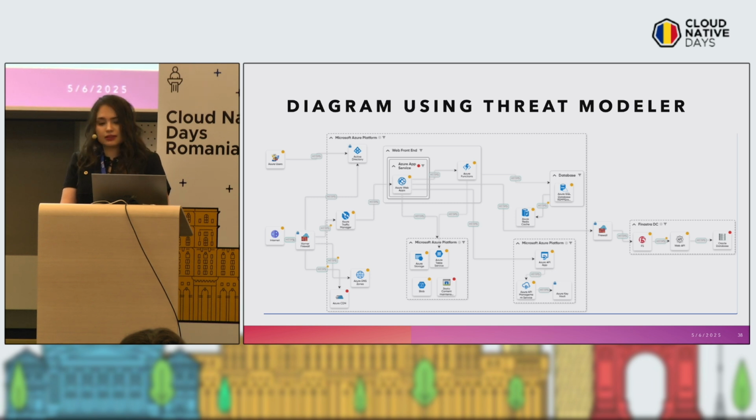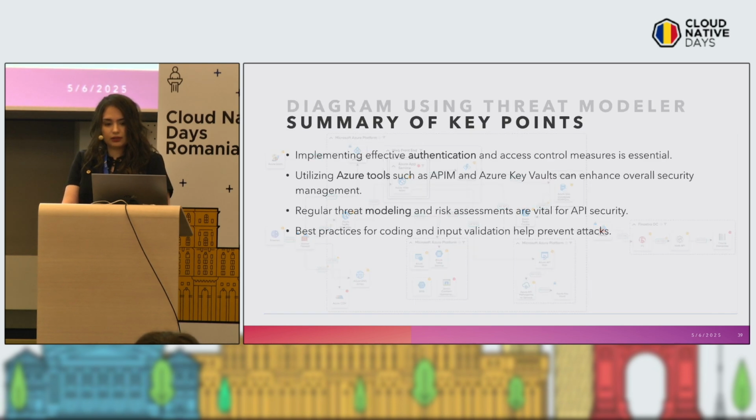Lastly, this is the threat modeler diagram that I created in the threat modeler tool, where we're able to visualize the Azure resources that were used. The Azure API that I mentioned earlier, the web app, there is a Redis cache for caching, and also an on-prem part for some of the API methods.